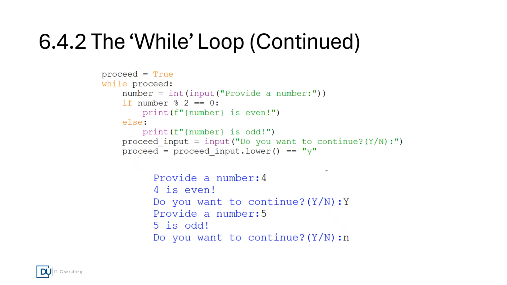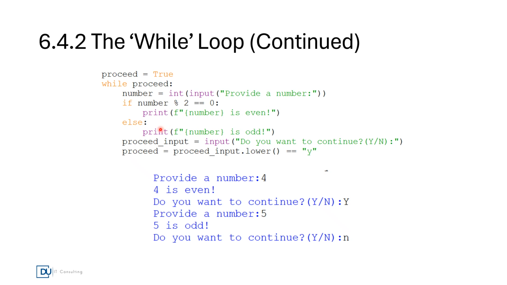So now let's take an example scenario where we want to test whether a number is even or odd, and we want to do it repetitively until the user says he does not want to continue. Now, for that, we use a proceed variable and we initialize it to true. And then while proceed is true, we take in a number from the user using the input. We check whether the number is even or odd, and print it on the screen.